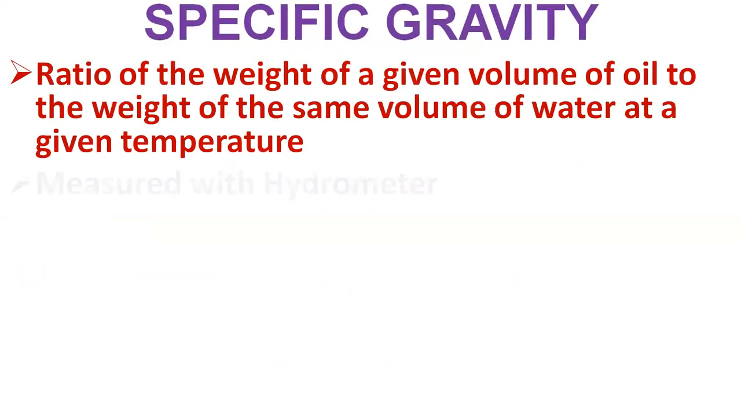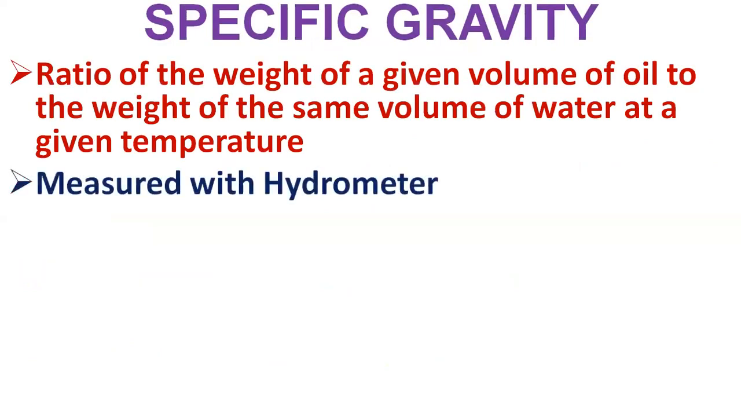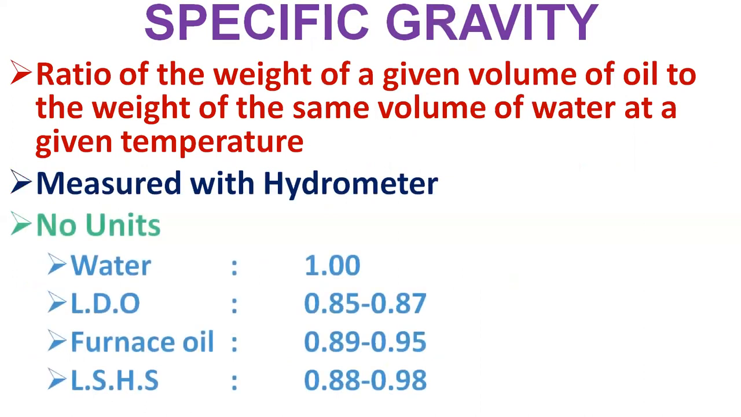Next point is specific gravity. This is defined as the ratio of the weight of a given volume of oil to the weight of the same volume of water at a given temperature. The density of fuel relative to water is called specific gravity. The specific gravity of water is defined as 1. Since specific gravity is a ratio, it has no units. The measurement of specific gravity is generally made by hydrometer.